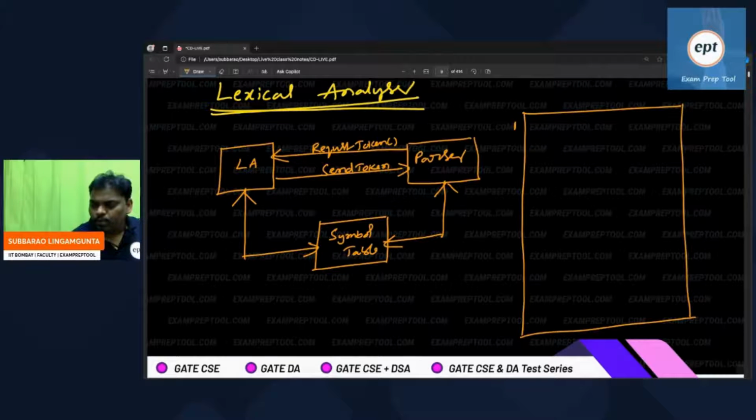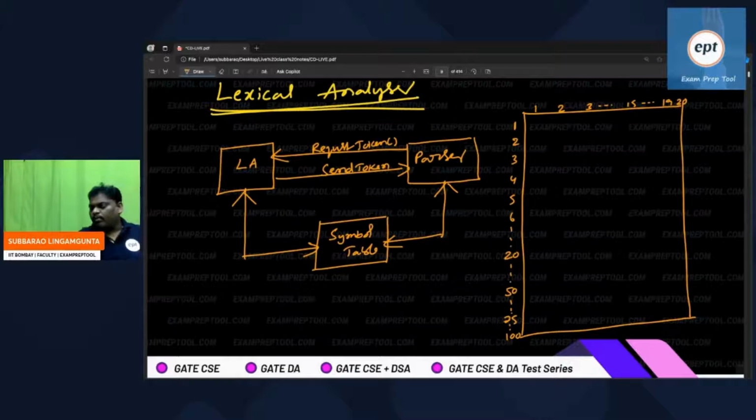Line number 1 in the program, row number 1, row number 2, row number 3, row number 4, 5, 6, and so on. Row number 20, row number 50, row number 75, row number 100. Assume this is the program. It is one of the programs, a user program. This user program contains 100 rows. Next, column number 1, column number 2, column number 3, and so on. Column number 15, column number 19, column number 20. Isn't that 20 columns? I'm repeating once again. My program contains 100 rows, 20 columns.